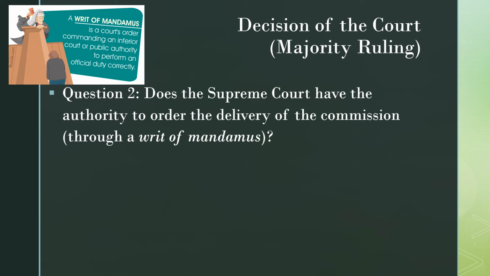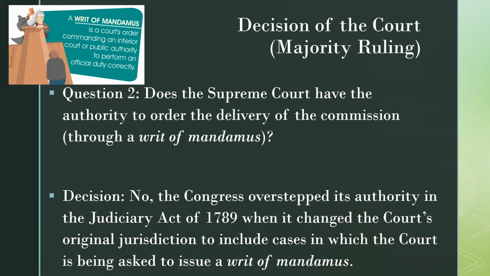Question 2: does the Supreme Court have the authority to order delivery of the commission by issuing a writ of mandamus to Secretary of State James Madison? No, they do not. The Supreme Court said that Congress overstepped their authority in the Judiciary Act of 1789 when it changed the court's original jurisdiction to include cases in which the court is being asked to issue a writ of mandamus. In other words, that part of the Judiciary Act is unconstitutional. The Supreme Court doesn't have to do that.